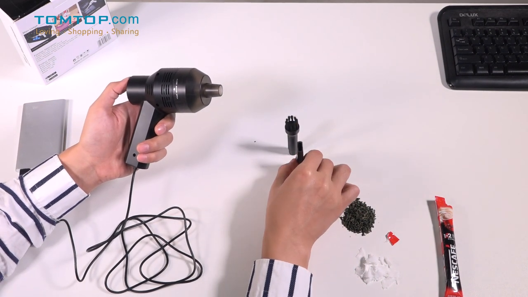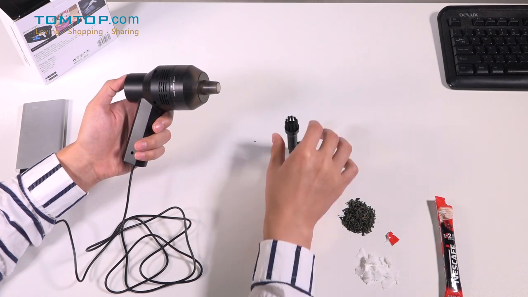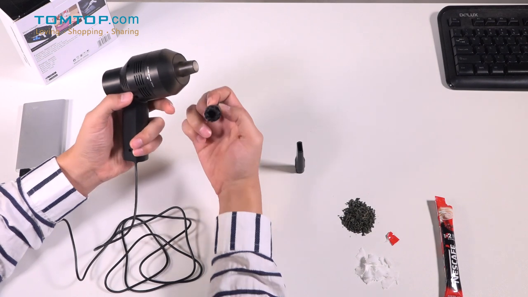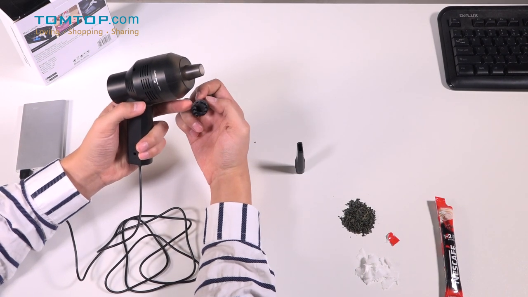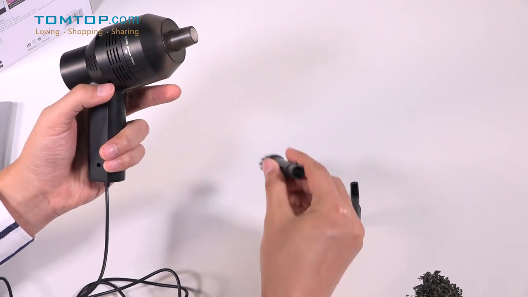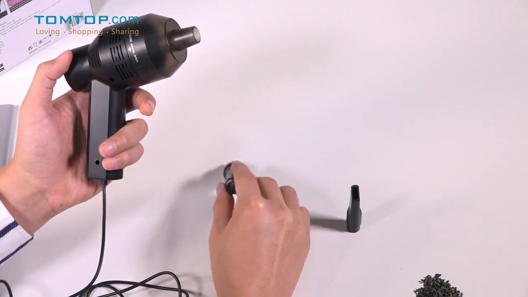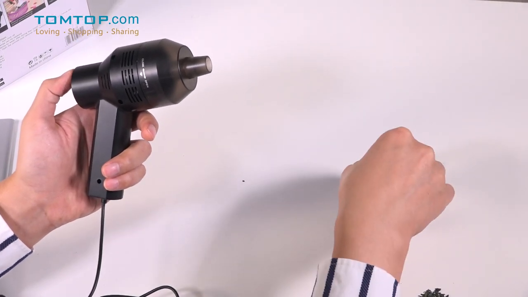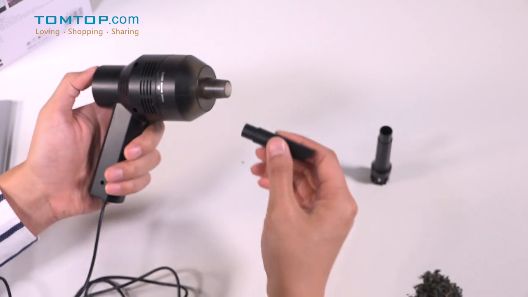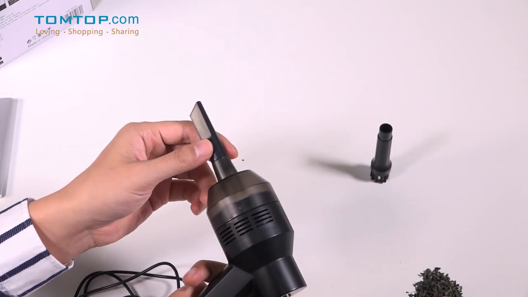Okay. So these two attachments are used in different places, I guess. See, there is a hole in the center, and these brushes are for you to loosen some dust and particles. Loosen up, okay? So first I'm going to test this attachment, see if it works very well.